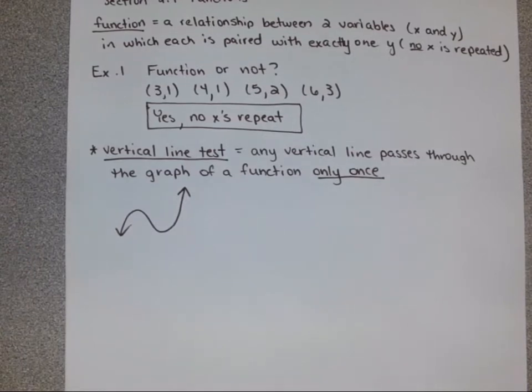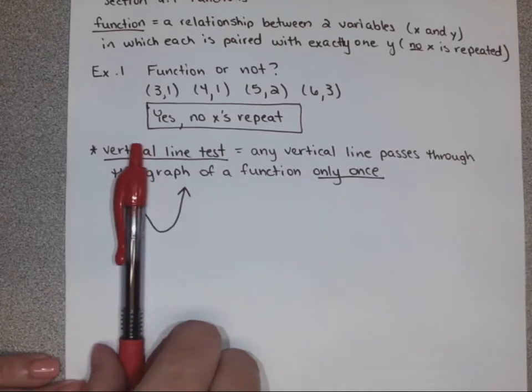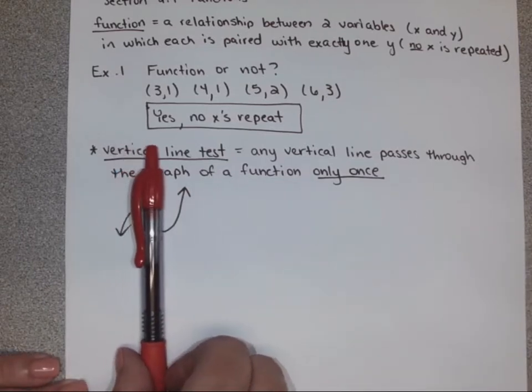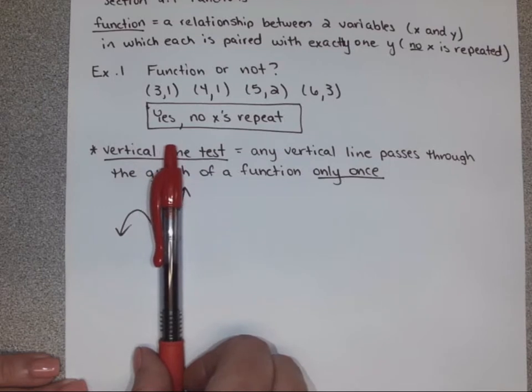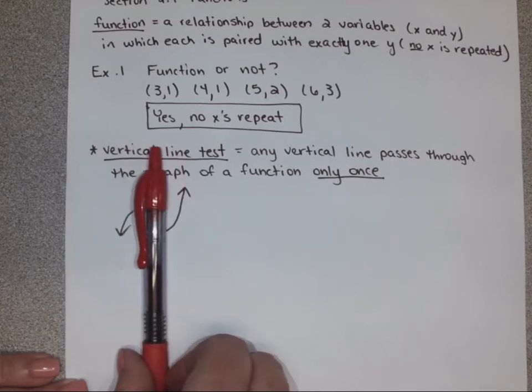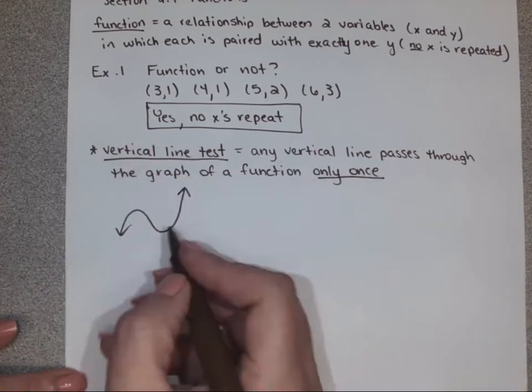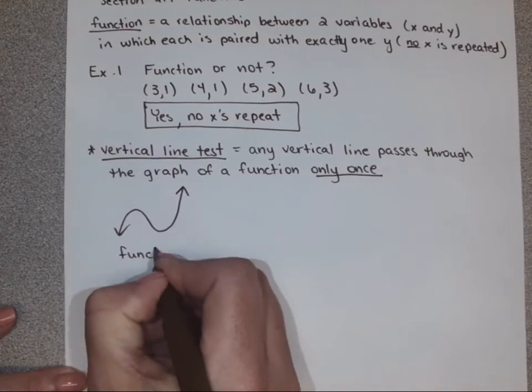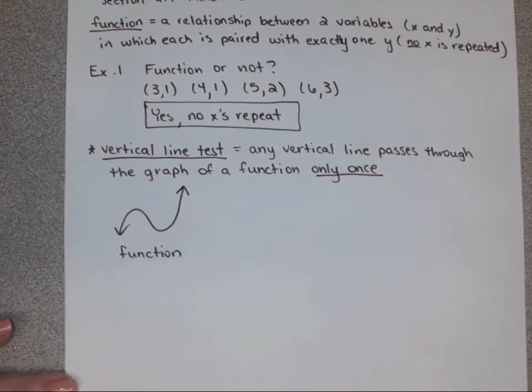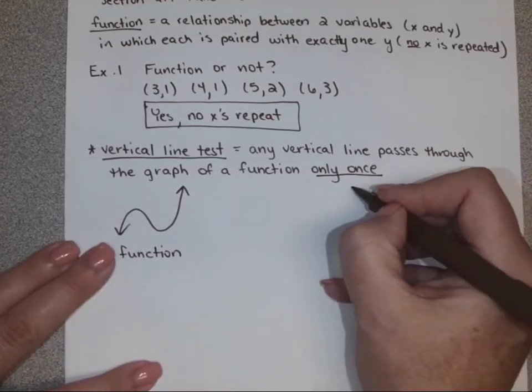So if I asked you, is this a function, what would you tell me? Based on that vertical line test, what do you think? Picture this pen as my vertical line. No matter where I slide this vertical line, how many times am I intercepting the graph every time? Only once, right? So that means this is a function. We'll have other examples, but that's just an example of something that's a function.